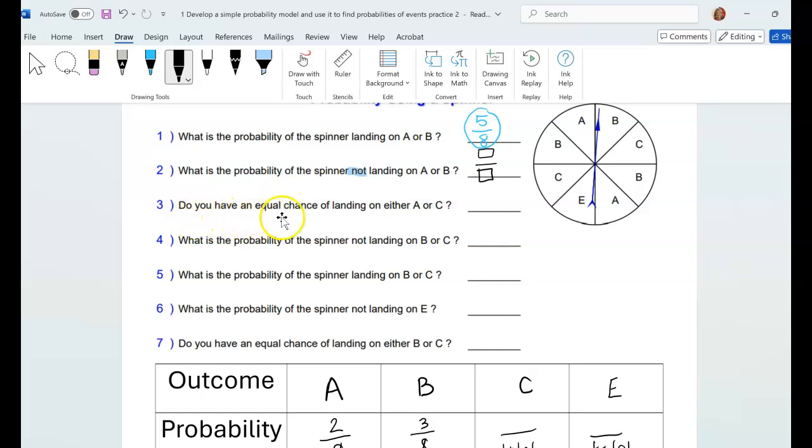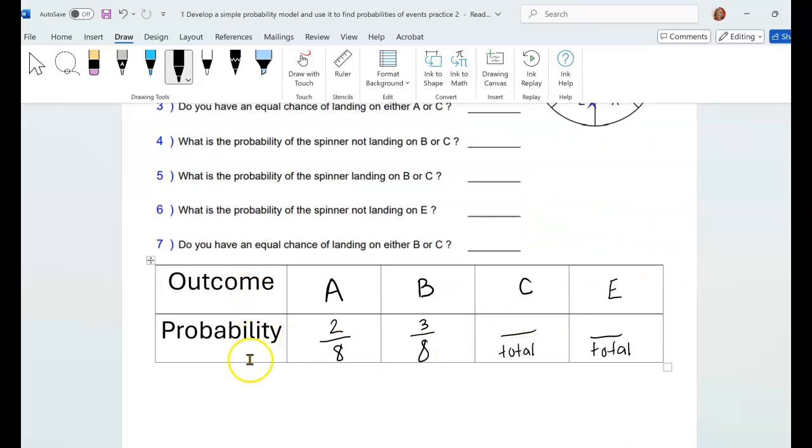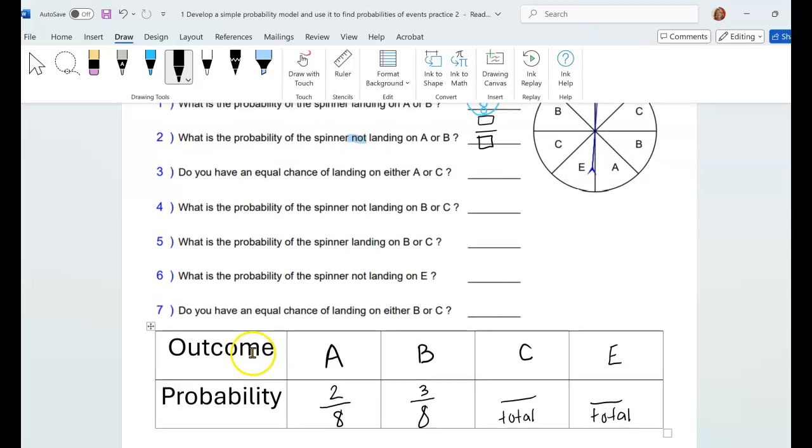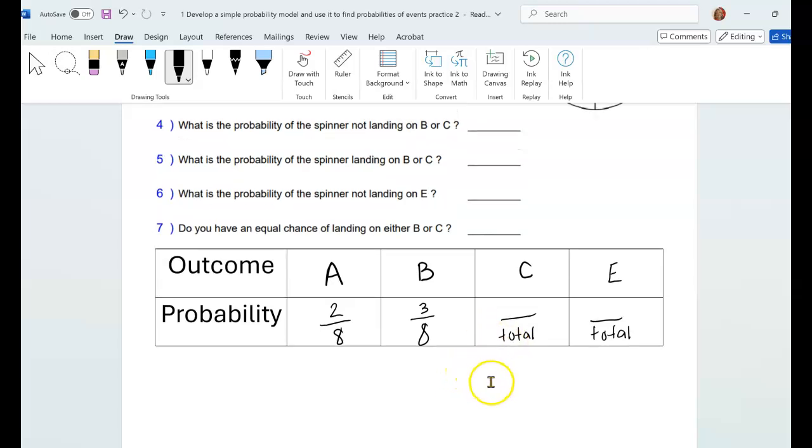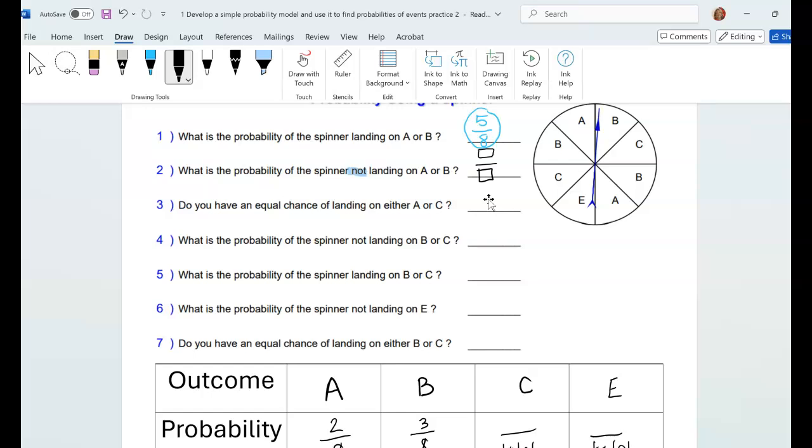All right, number 3. Do you have an equal chance of landing on either A or C? Well, if you filled out the outcome probability chart, you have the answer already. Here is A: 2 out of 8. What did you get here for C? Okay. If they are the same or if they're equal, then it's going to be yes. If they are not the same or equal, it's going to be no.